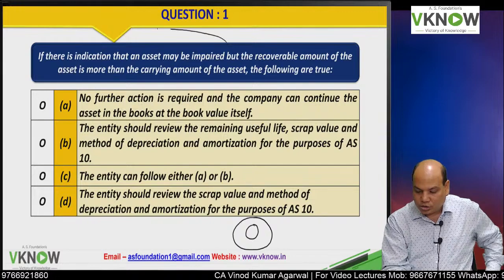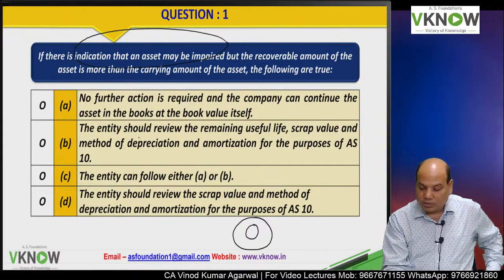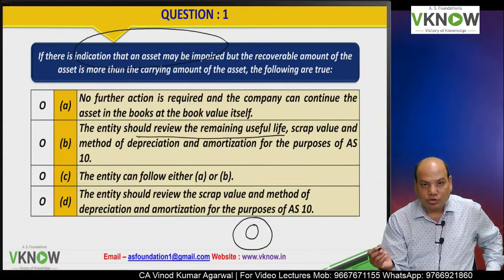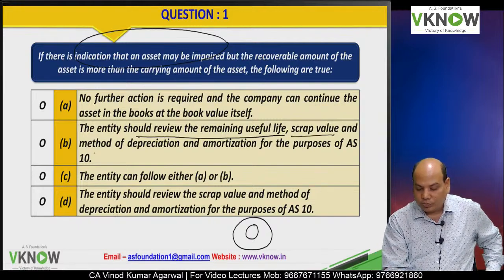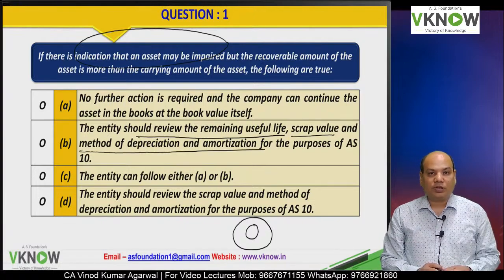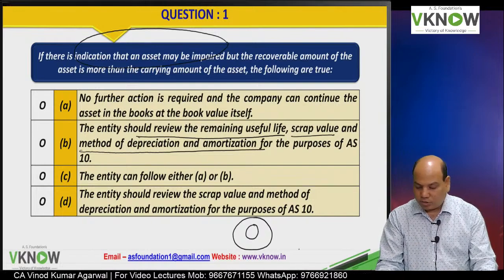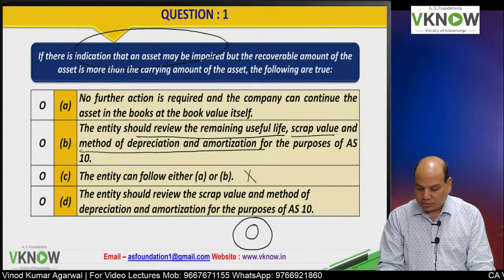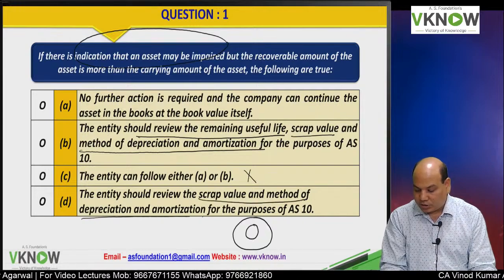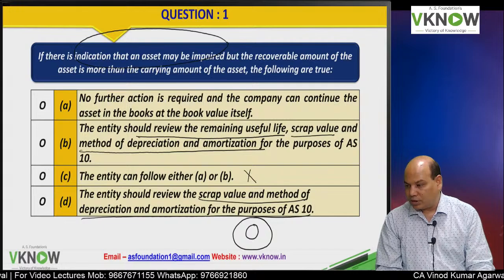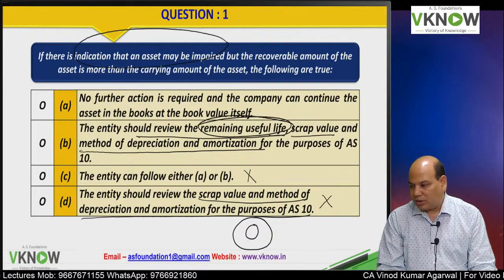So if there is an indication of impairment, even if there is no impairment, one must review the remaining useful life, as that might have changed. One might review the scrap value, one might review the method of depreciation. Let us read the other options also. The entity can follow either A or B. This is not correct. This is a wrong option. The entity should review the scrap value and method of depreciation and amortization for the purpose of AS 10. This is not true because the entity will also have to review the remaining useful life.